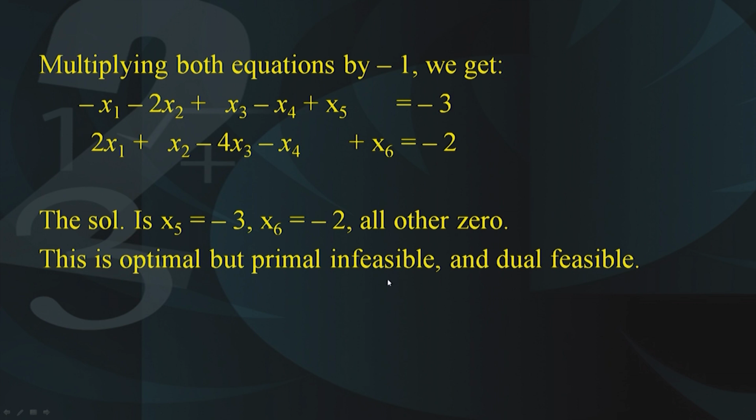Why is it infeasible? Because we want all the xi's to be greater than or equal to 0. But unfortunately, both these variables are negative. So, they are not feasible. They are not primal feasible. That is why they are said to be primal infeasible. Both these variables are primal infeasible, and of course, they are dual feasible. As we have seen in the explanation, they are dual feasible because they satisfy the dual constraints. So, they are dual feasible, but primal infeasible, and they are optimum.